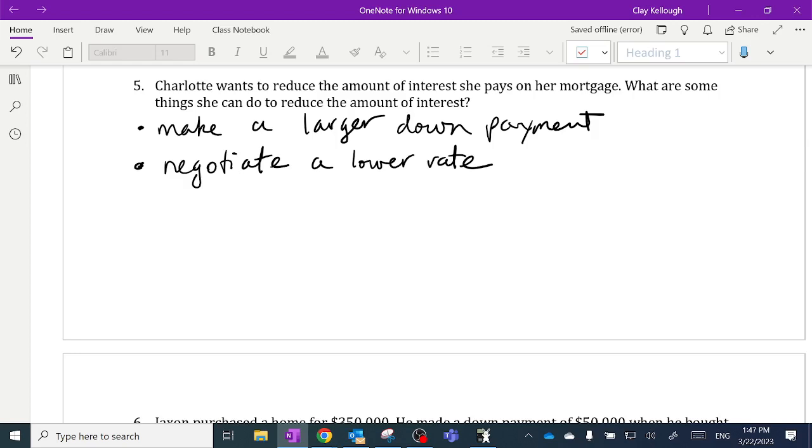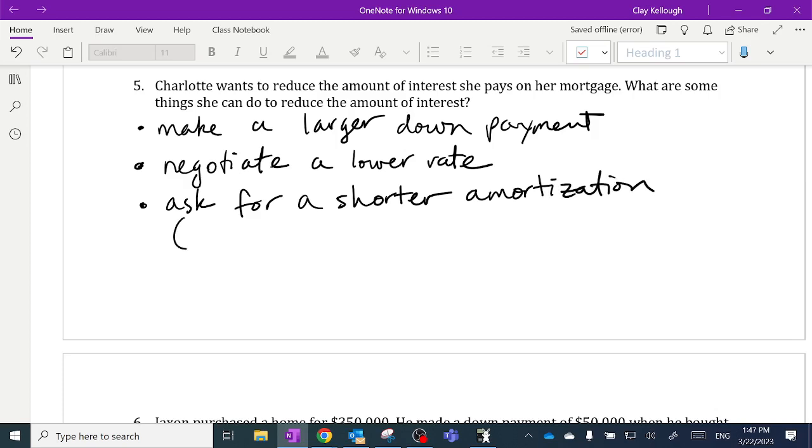Anybody got anything else? What do you got? So what's the fancy word for number of years your mortgage is? Begins with an A. That's it. So ask for a shorter amortization. In other words, pay in fewer years. Right? Because even though your monthly payments get higher, the amount of interest you pay over the whole mortgage gets smaller.